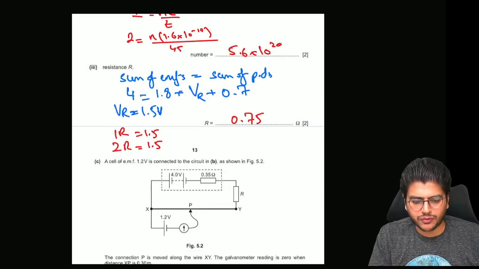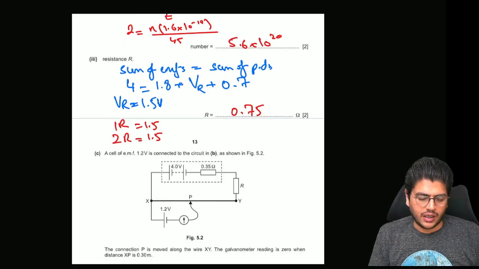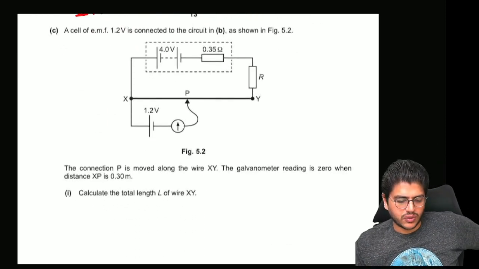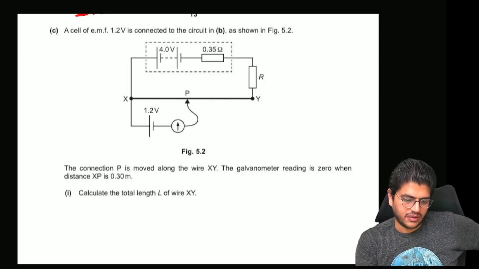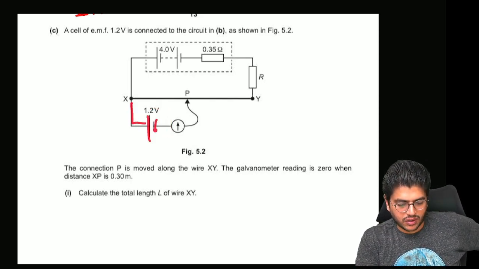And you could do it a different way as well. I just thought that I should take up a very basic way, so I did it by that. Now, the cell of EMF 1.2 volts is connected in the circuit. This cell is now added from here.